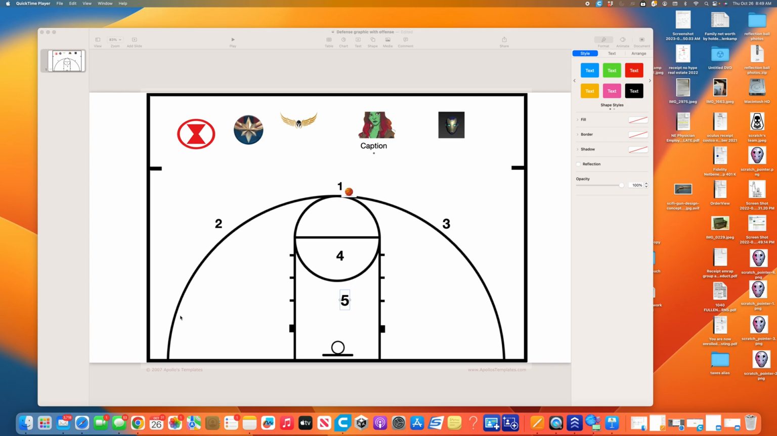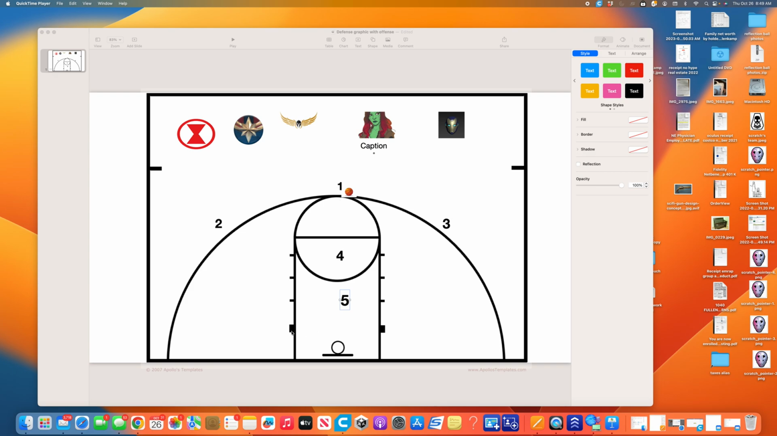You'll see this half circle here. This is the 3-point line. Most of the time we're going to try to play around or inside of this line. You'll see this square here. It's called the lane. So this rectangle is called the lane. This circle here is called the key. So player number 1 right now is at the top of the key.